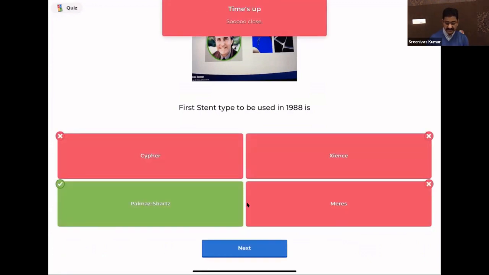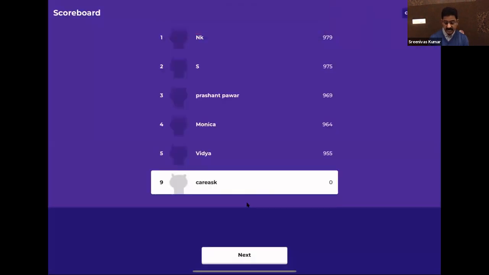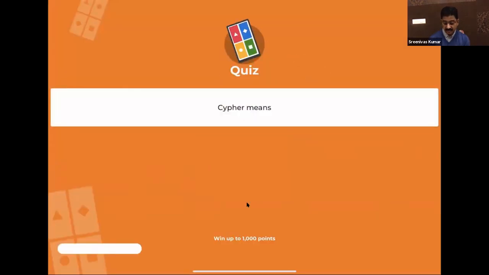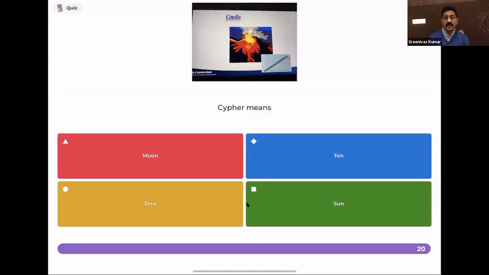I think people have answered it, some of them right, and some of them may be taking more time. NK has answered, right? If you answer it faster also, you get more points. Then probably as we go, the type of questions will also increase.